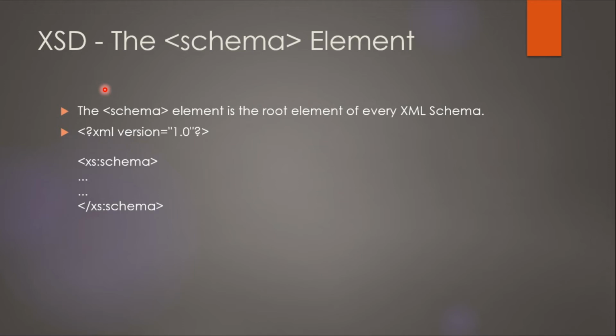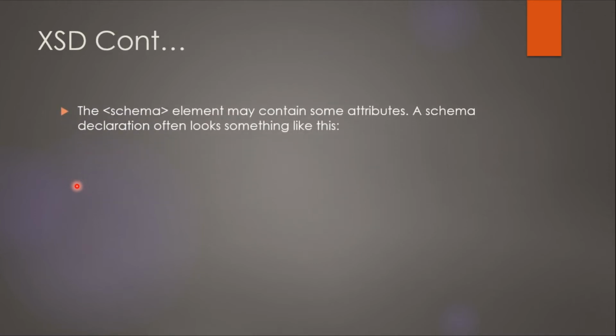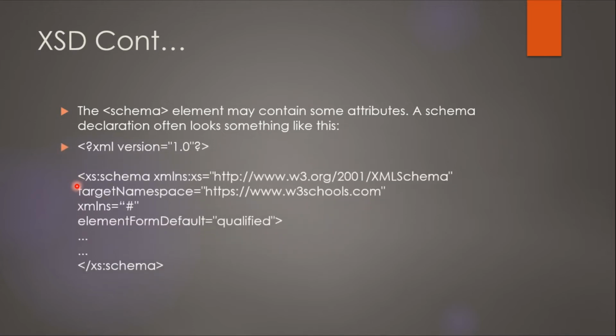This is the structure of the schema element: the XML version 1.0 declaration, the xs:schema tag and the closing xs:schema tag. This is the root element of every XML schema. The schema element may contain some attributes. A schema declaration often looks something like this. This is the structure of this XML schema, xmlns, the W3 Schools, W3 Consortium, the target namespace w3schools.com, and xmlns. The elementFormDefault is a qualified value.